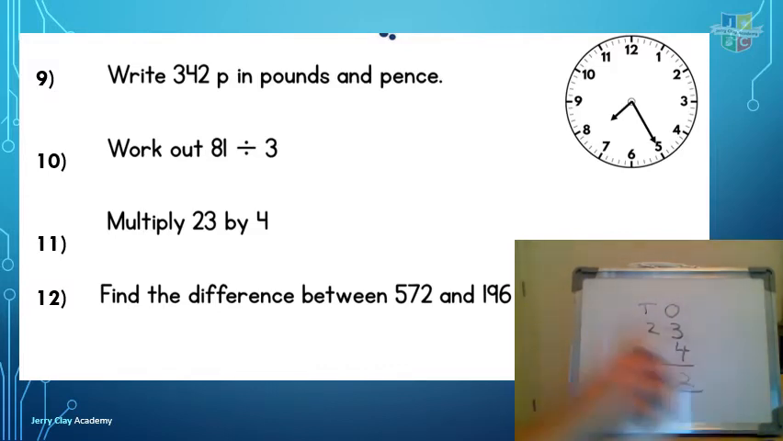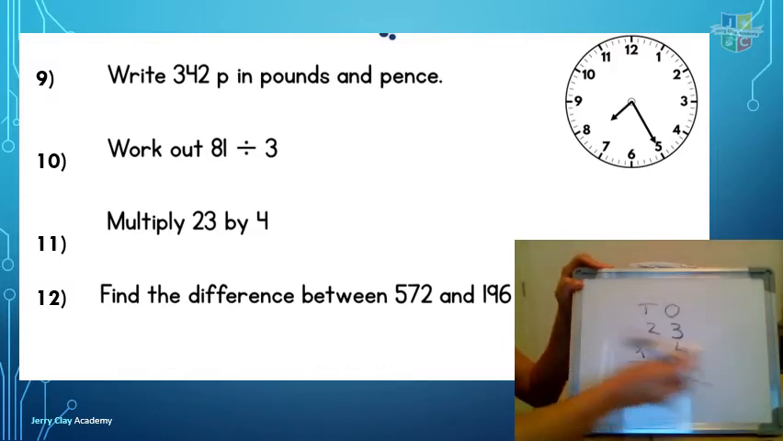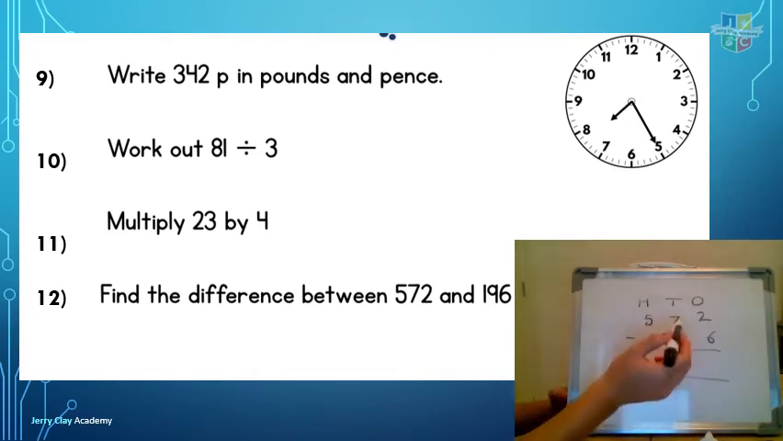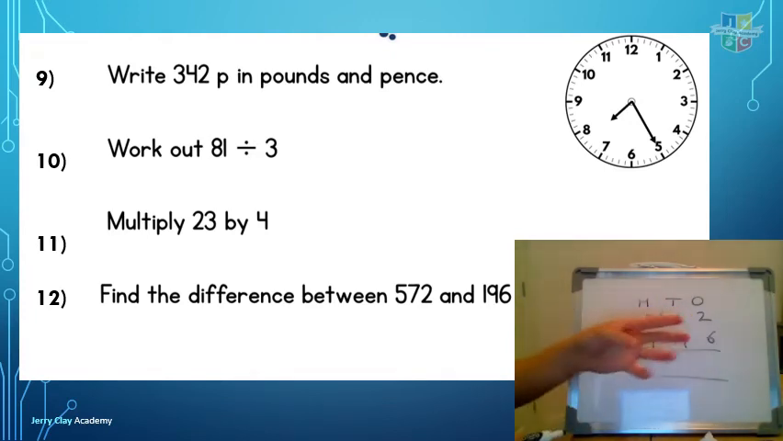And finally, if we're finding the difference, that means we're going to take away because we want to know the difference. So you should have set it up as a column method, remembering that the biggest number always goes at the top when we take away. 2 take away 6, I can't do it, so I'm going to have to exchange. So I'm going to cross out the 7, turn that into a 6, and I'm going to take 1 ten and exchange it for 10 ones. I now have 12 take away 6.